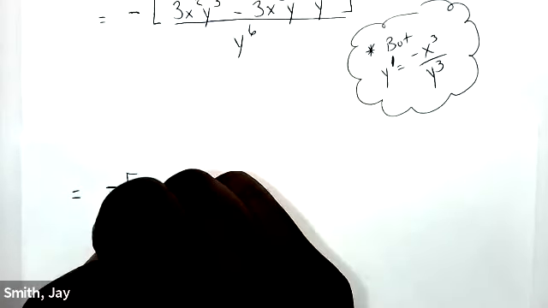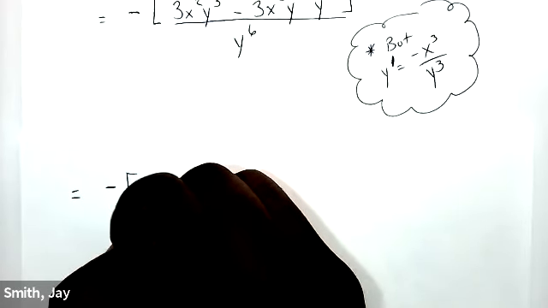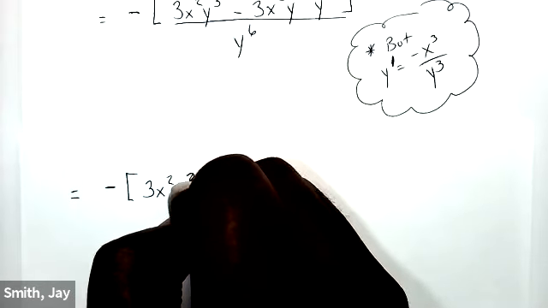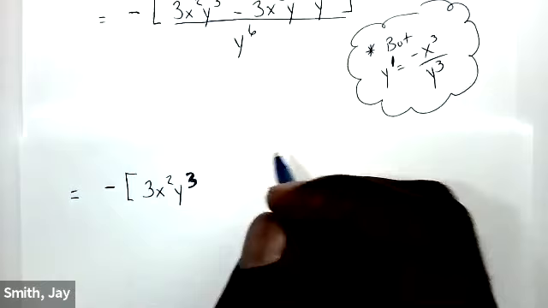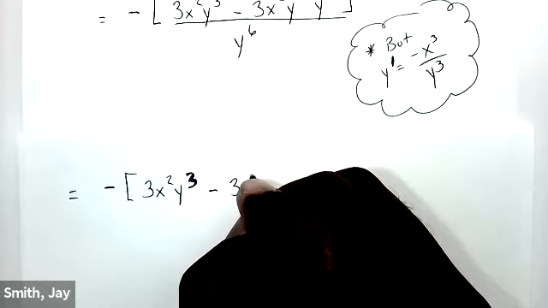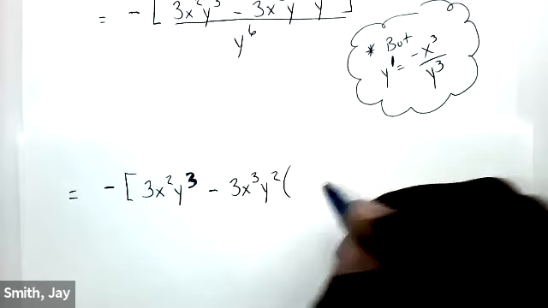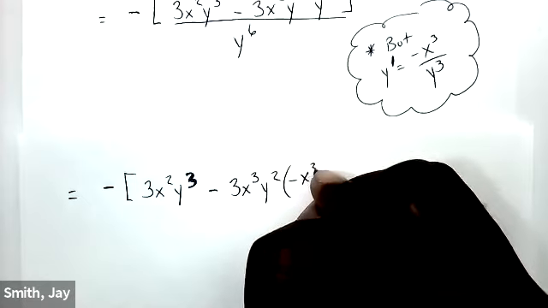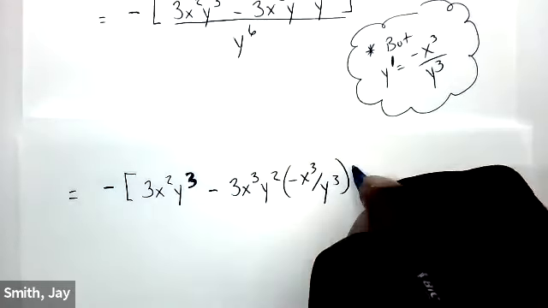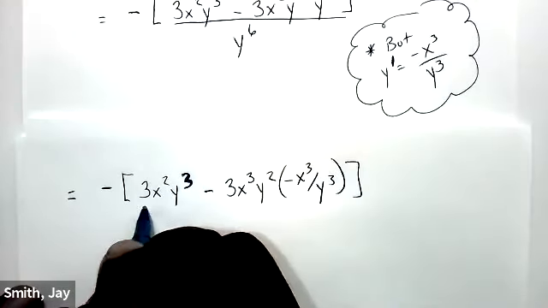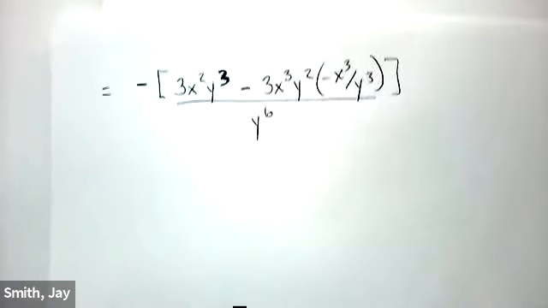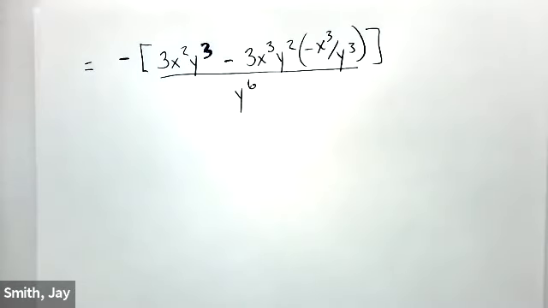All right, so we still got that negative out front, being multiplied by 3x squared y cubed, minus 3x cubed y squared, which is being multiplied by negative x cubed over y cubed, which is y prime, and all this is still being divided by y to the 6th. So all we did was make that substitution for y prime, which is negative x cubed over y cubed.